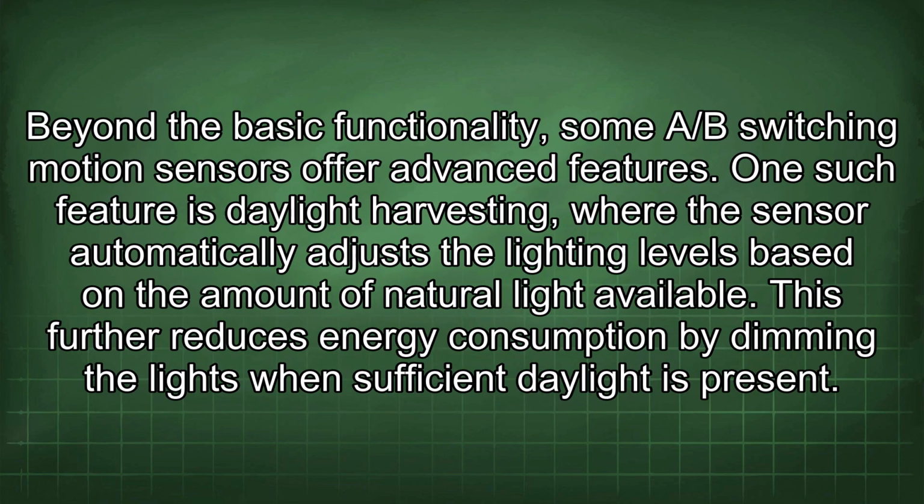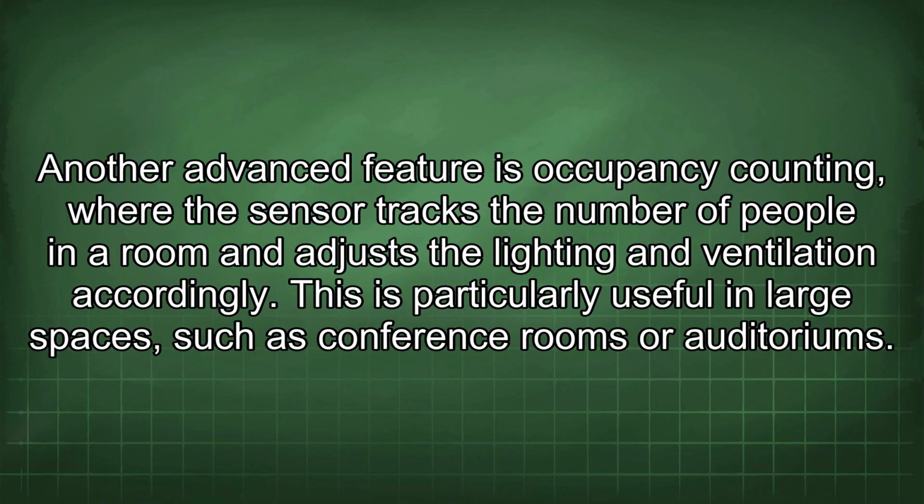Beyond the basic functionality, some A/B switching motion sensors offer advanced features. One such feature is daylight harvesting, where the sensor automatically adjusts the lighting levels based on the amount of natural light available. This further reduces energy consumption by dimming the lights when sufficient daylight is present. Another advanced feature is occupancy counting, where the sensor tracks the number of people in a room and adjusts the lighting and ventilation accordingly. This is particularly useful in large spaces such as conference rooms or auditoriums.